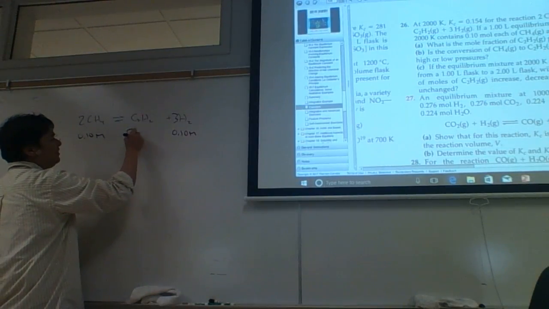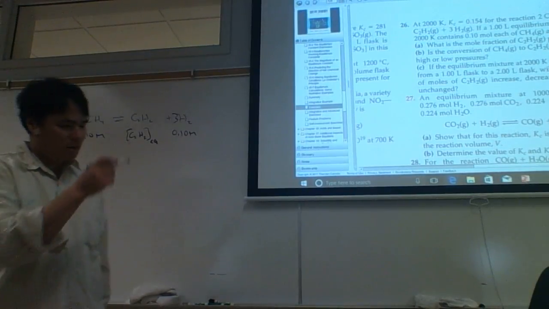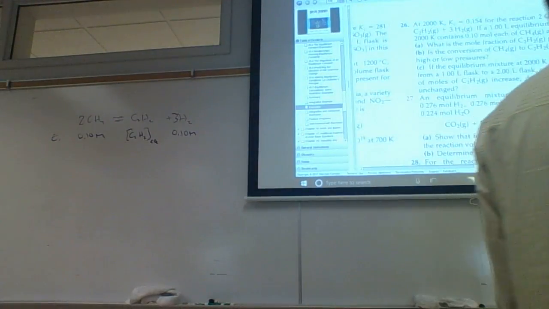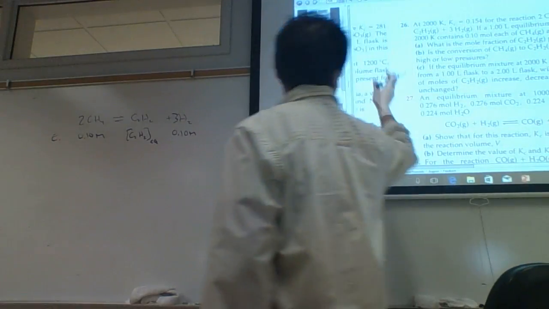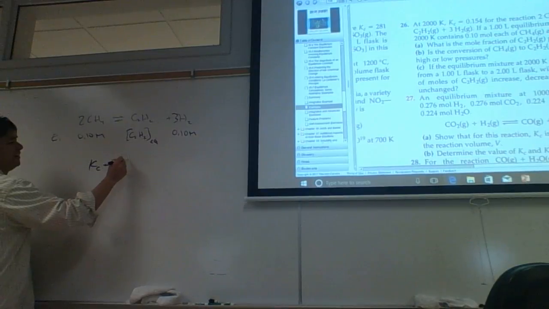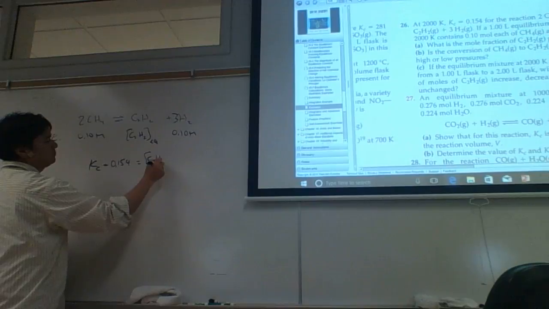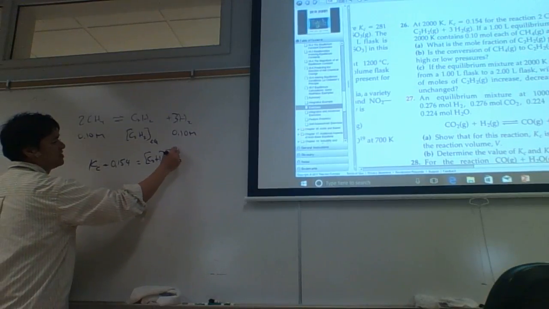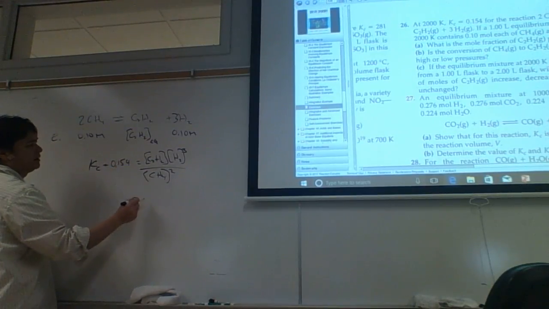And that means we're going to have some acetylene at equilibrium, but they didn't tell us how much acetylene we have. But we should be able to figure that out because there's only one unknown in this particular case. And so we got Kc. Kc is equal to 0.154, and this is going to equal the acetylene concentration times the hydrogen concentration cubed divided by the methane concentration squared.